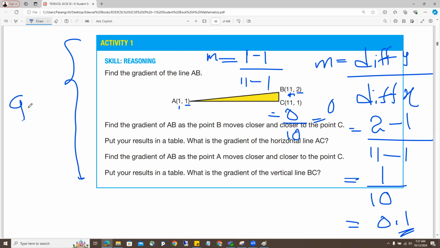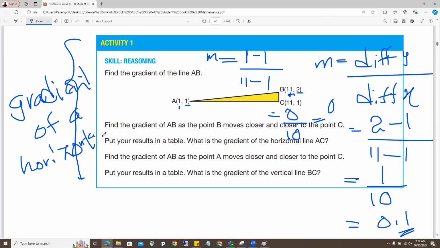That implies the gradient of a horizontal line is what? Because here we have a horizontal line. Yes, the gradient of a horizontal line is 0. Very good. So the gradient of a horizontal line is 0. Now can you write this part as well: gradient of a horizontal line is equal to 0.